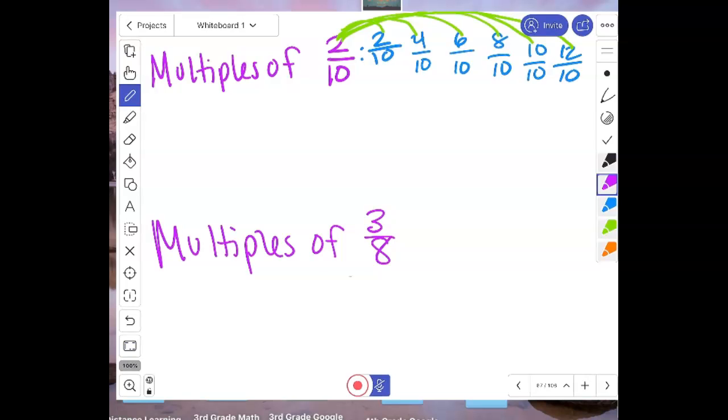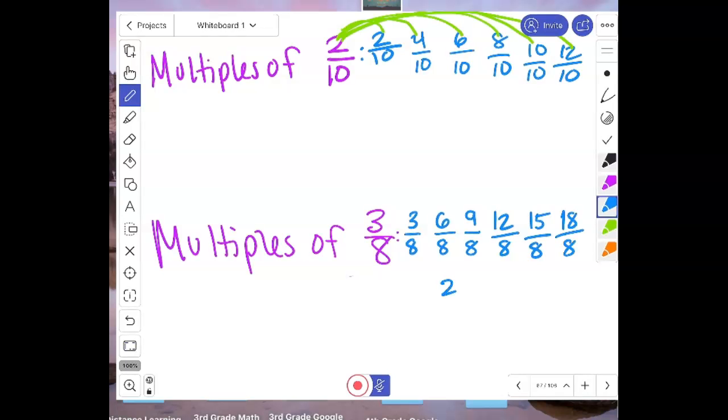So let's do multiples of 3/8. If I get started, I'm going to start with what I've got, 3/8. Then I have 6/8. Then I have 9/8, 12/8, 15/8. What would be next? 18/8, 21/8, 24/8, 27/8, 30/8. Do you see how I'm just repeatedly adding each time?